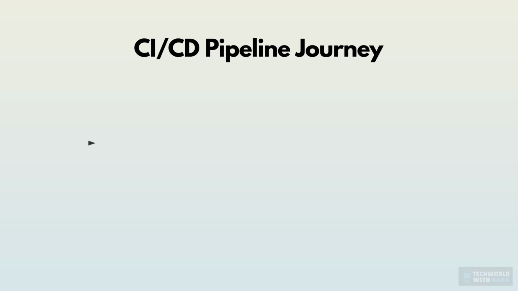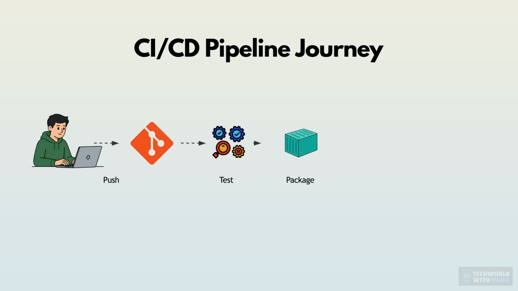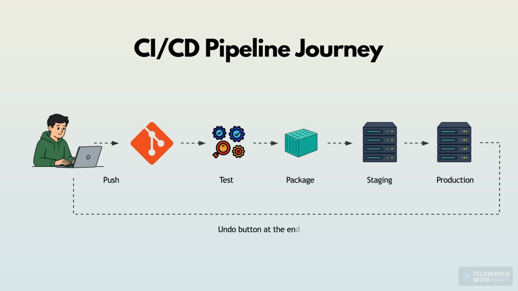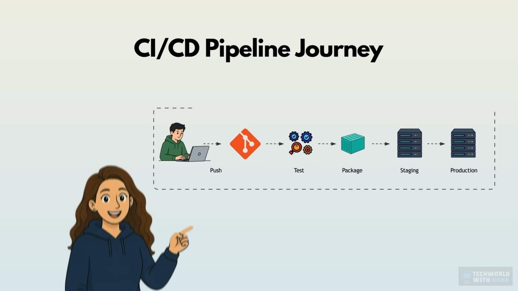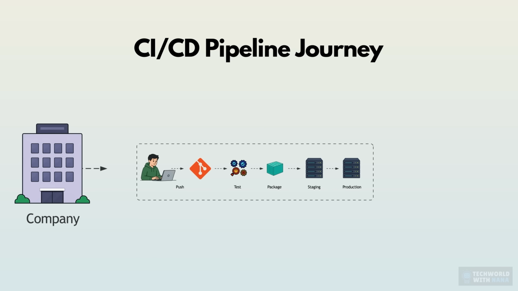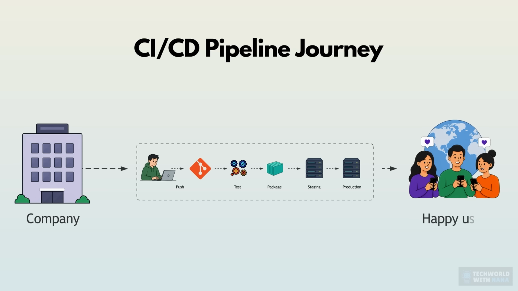So the journey is push, test, package, staging, production, happening automatically, many times a day, with a safety net at every step: automated tests, and an undo button at the end. Building that pipeline is actually a huge part of what DevOps engineers do. And it is the reason companies can ship updates constantly without causing a mess for their entire set of users.